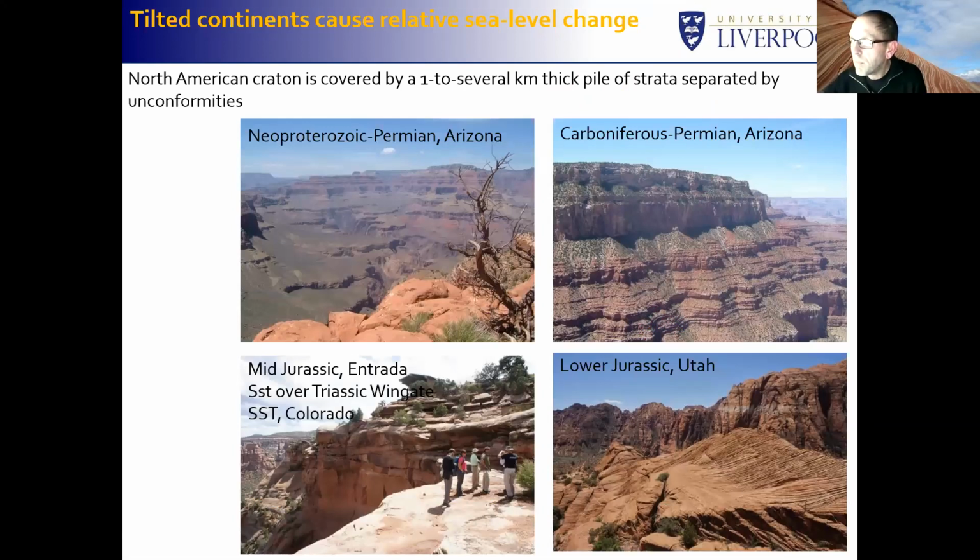So we can observe that North America is covered by layers of sedimentary rock, right? And this is actually a little bit puzzling, in as much as the whole of North America is not just one sedimentary basin that's subsided. So there's a question really, like, how did it come to be that there's 1 to several kilometers thickness of strata over the top of a continent, when continents are generally high relative to the ocean basins?